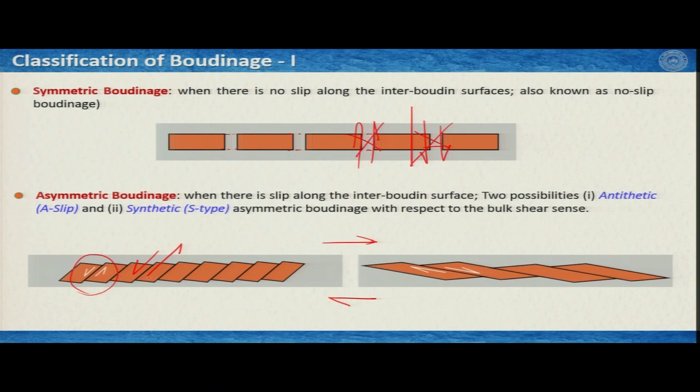So, it is not matching with the global or bulk shear sense. So, therefore, this is antithetic slip, and then in this case you see that this is the shear sense which is very similar to the global shear sense, and therefore, this is synthetic type of asymmetric Boudinage.